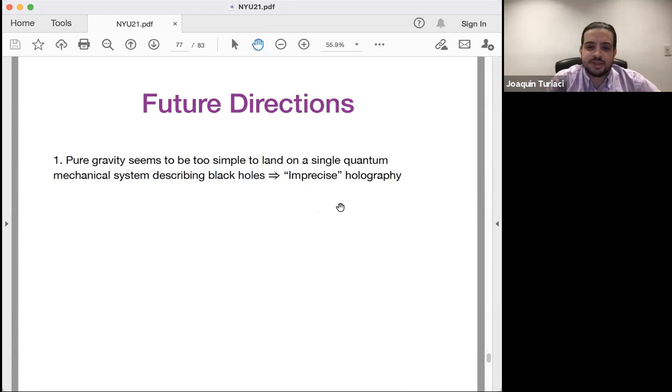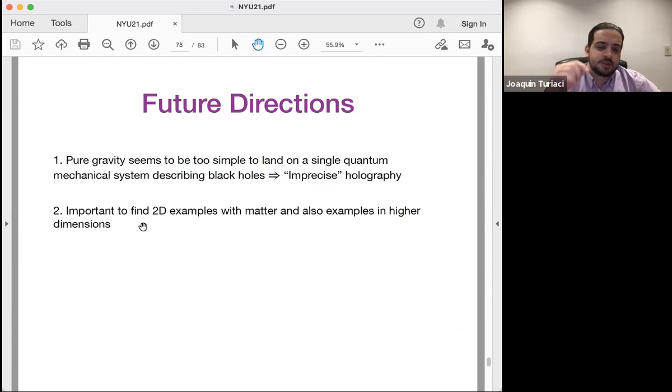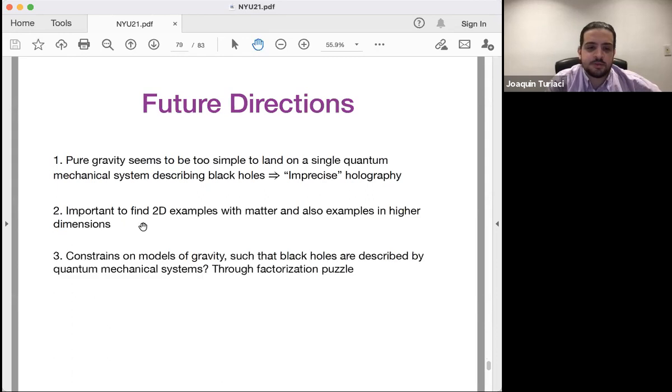You can refer to it as imprecise holography if you want. And I think it's important to find maybe more examples in 2D, especially with matter, and also examples in higher dimensions, like AdS3 or maybe higher, but probably it's difficult. But I think that's an important thing to pursue.